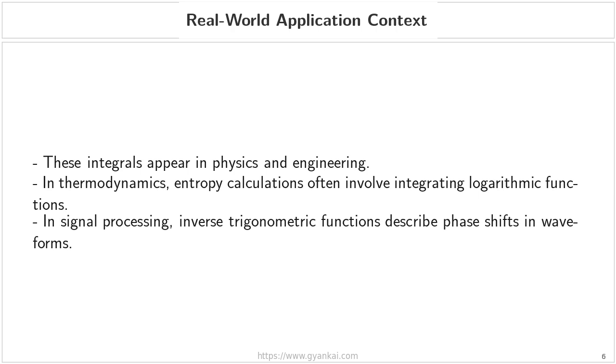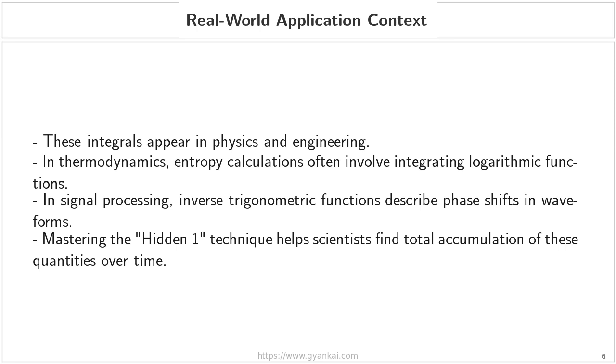In signal processing, inverse trigonometric functions describe phase shifts in waveforms. Signal processing is all about analyzing and manipulating signals, things like audio, radio waves, or even images. Waveforms, which represent these signals, can experience phase shifts, and inverse trigonometric functions, like arctangent or arcsine, are used to mathematically describe and analyze these shifts.